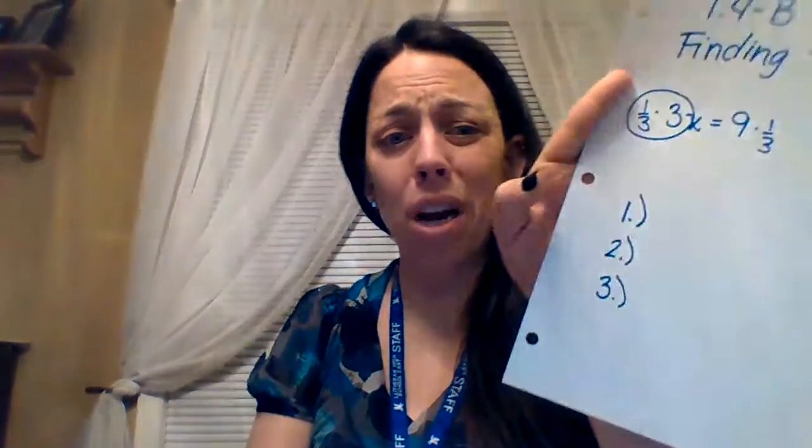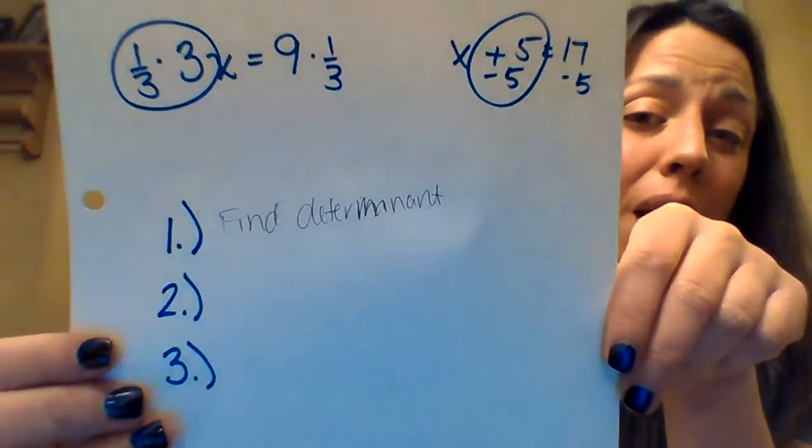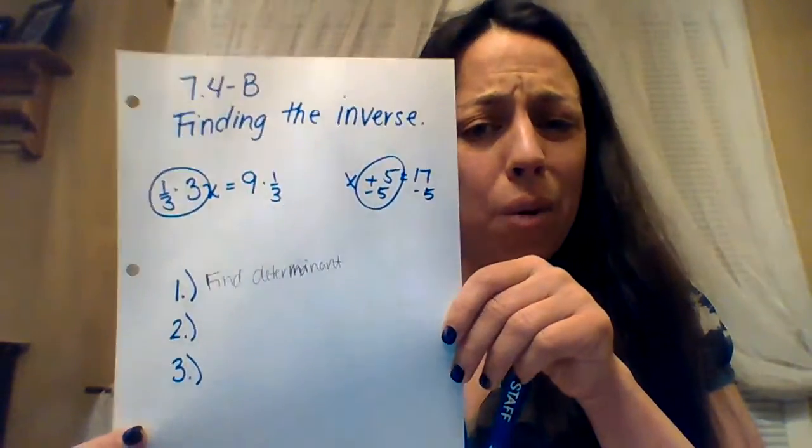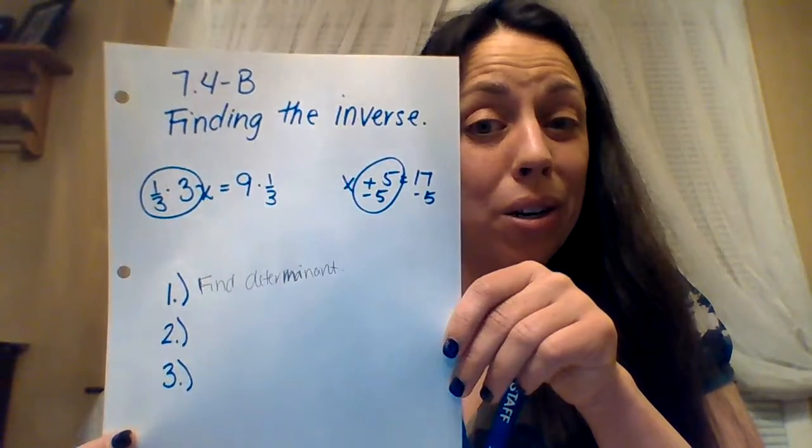But there are 3 steps, and I have 1, 2, and 3 already written right here of what we have to do in order to do that. So, I knew I was going to do that. I goofed up on spelling that real quick. I'm sorry. Step number 1: find determinant. Okay, please find your determinant. That is the first thing you have to do, and that's why we had to do that yesterday to make sure we knew how to do that.